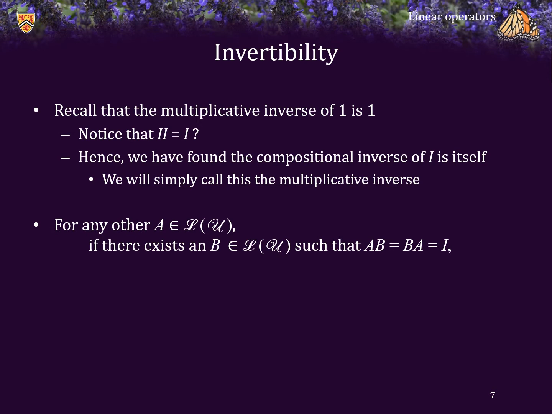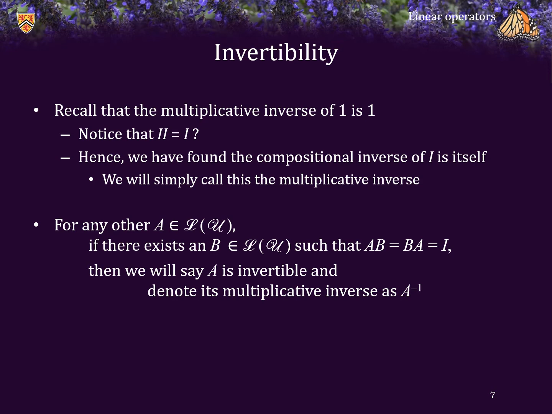Now, for any other linear operator A in the vector space of all linear operators mapping U onto itself, if there is a second operator B in that same space such that A times B is equal to B times A is equal to the identity operator, then we will say that A is invertible, and we will denote its multiplicative inverse as A with a superscript -1.